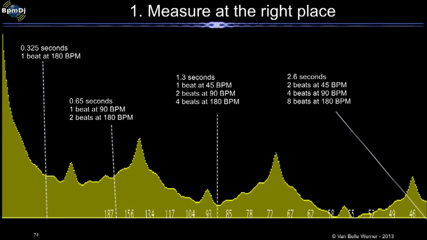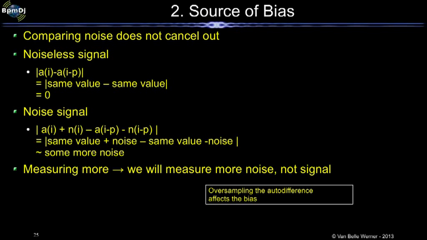A second strategy to deal with the bias is to understand where it comes from and why it is unique for each individual song. The answer to that question is noise. If we had a noiseless signal generated by the perfect synth producing the exact same tone at each position in time, then we would find that subtracting A from A, which is to be found in the previous bar, that subtraction would be zero.